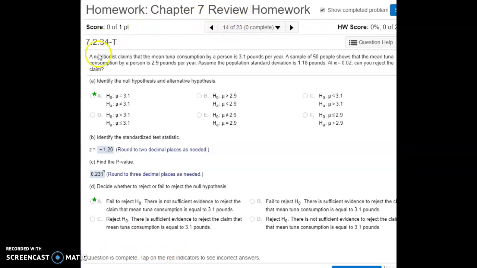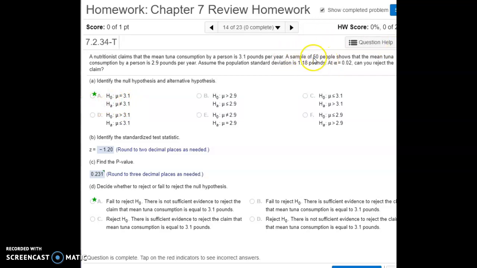And number 14, we have someone claiming that the mean tuna consumption by a person is 3.1 pounds per year, and that's what we're going to try to challenge here with a hypothesis test. So our null hypothesis is that 3.1 actually is the mean. Our alternative will be that the mean is anything but 3.1 pounds per year.